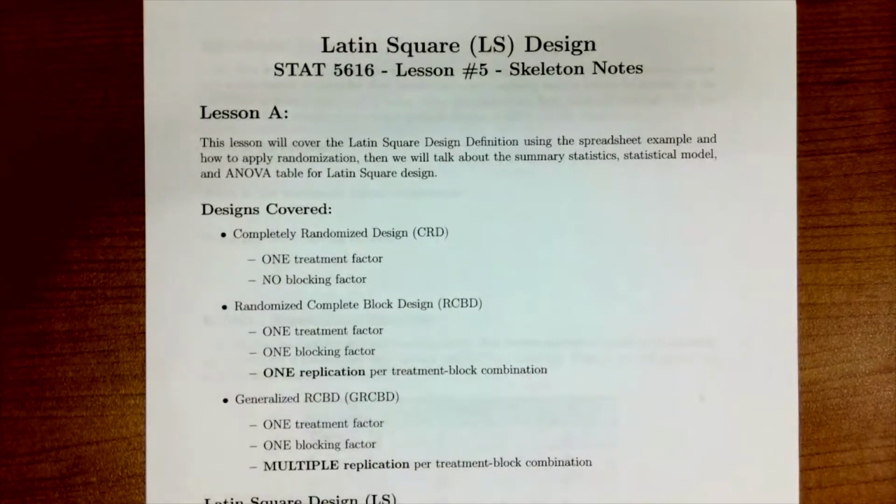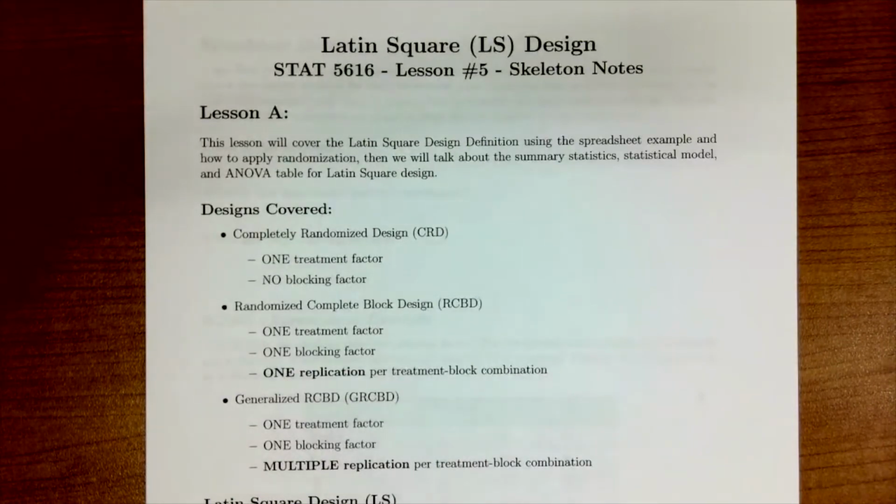So with that, let's start lesson 5A where we're talking about Latin squares. So in this lesson, we'll be covering the Latin square design by talking about the definition through an example, how to apply a randomization scheme to ensure we have a valid Latin square design. And then we'll talk about the summary statistics, the model, and the ANOVA table for the Latin square design. In our next lecture, we'll actually apply this to the spreadsheet example that we're talking about right now using our various softwares.